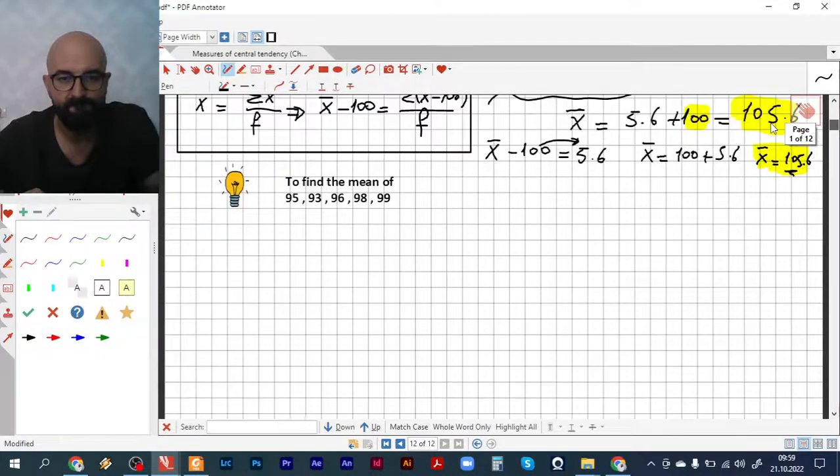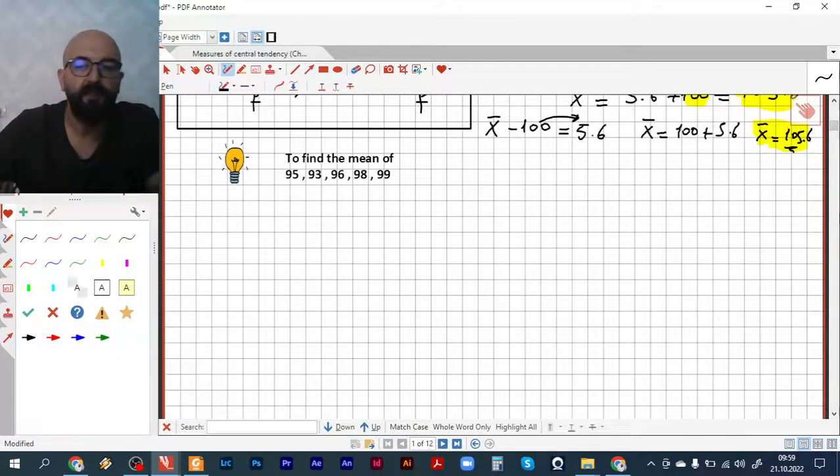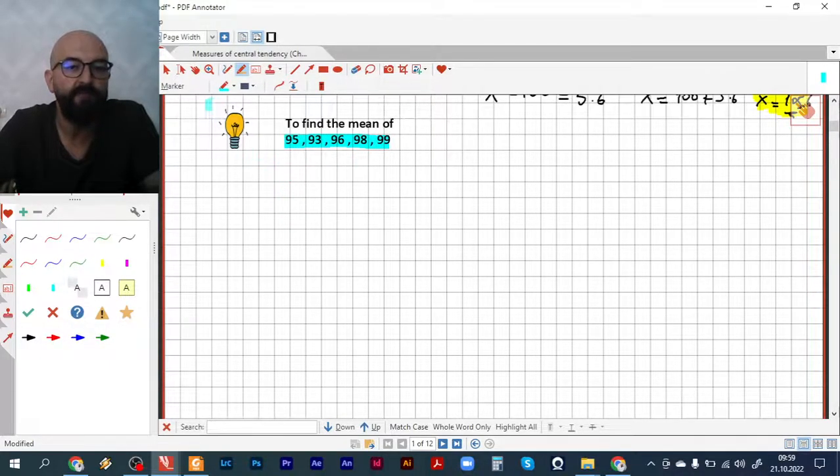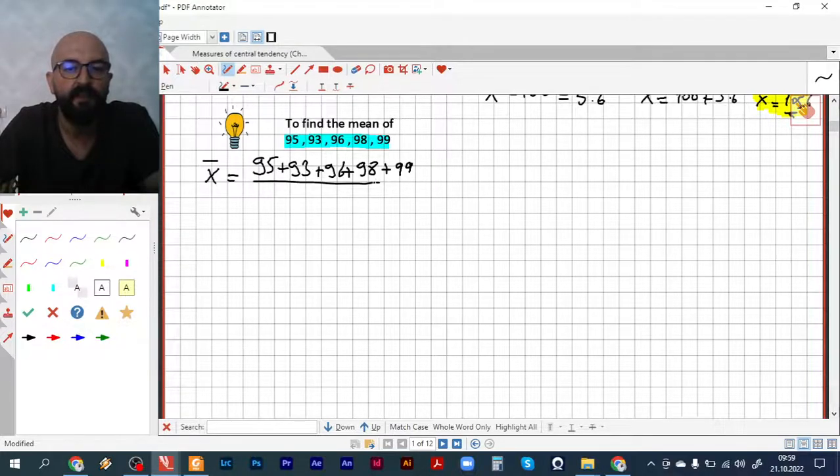Okay. Now, for example, we have some data, and we want to find the mean of these data. Mean means 95 plus 93 plus 96 plus 98 plus 99 over 5, because our frequency is 5.